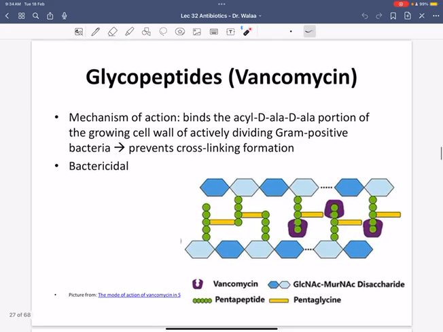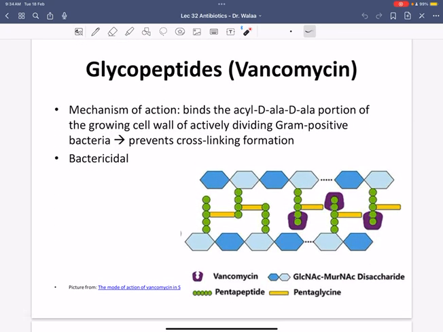Glycopeptides, we have one glycopeptide antibiotic, which is vancomycin. Vancomycin, as we explained before, is a mimicker for the D-Ala portion of the cell wall of the bacteria. It inhibits cell wall synthesis. It has a very wide spectrum against gram-positive bacteria, including methicillin-resistant Staph aureus.